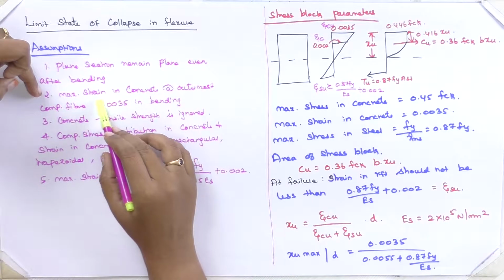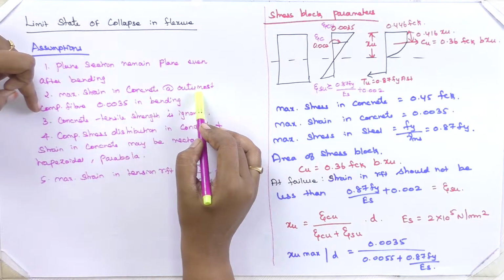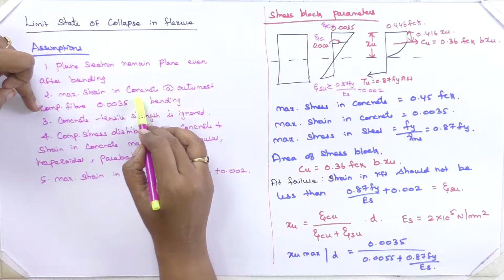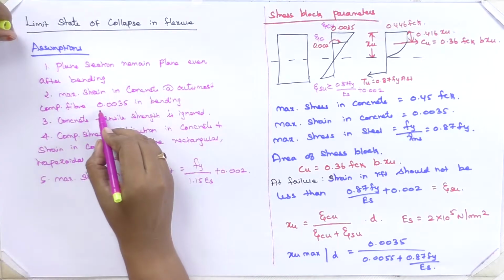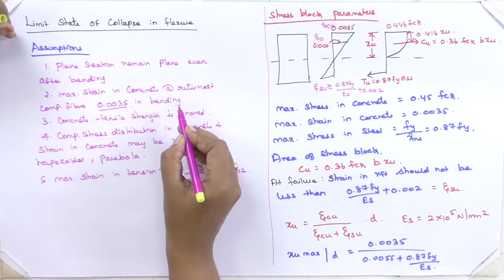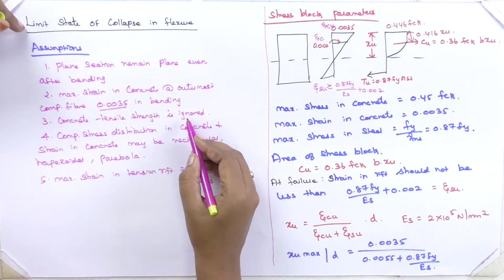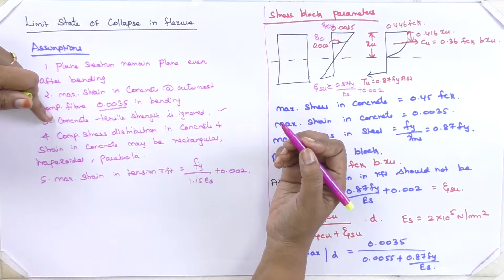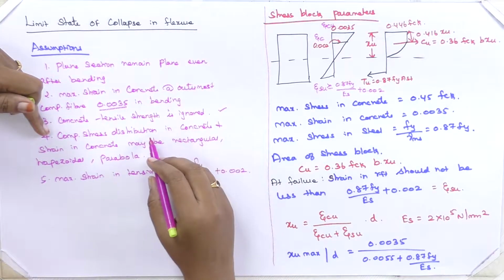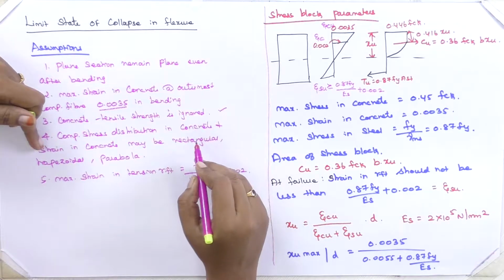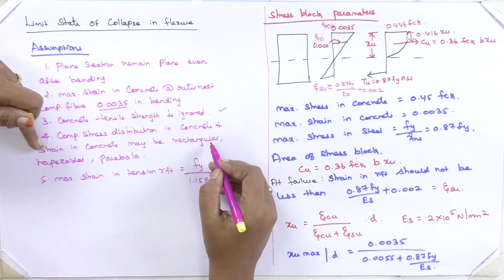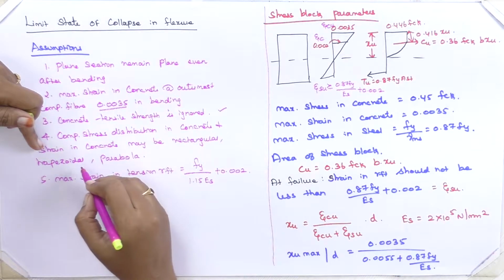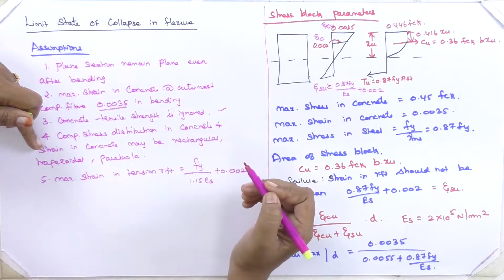Then the maximum strain in concrete at the outermost compression fiber should be 0.0035. That is the ultimate strain in the concrete allowed in bending. Then here we are neglecting the tensile strength of concrete, that is the main assumption. Then the compression stress distribution in concrete and strain in concrete may be in rectangular fashion, trapezoidal fashion and parabolic fashion.